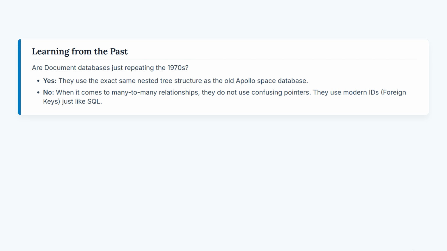When dealing with complex many-to-many relationships, modern document databases do not use the confusing, fragile pointers of the old network model. Instead, they use simple ID numbers, exactly like SQL foreign keys. By understanding the failures of the past, we can build much better systems for the future.